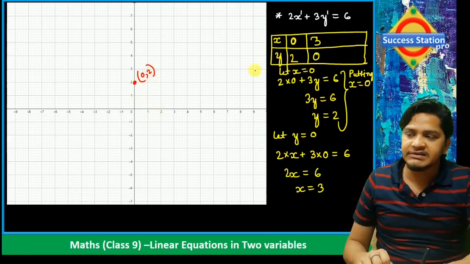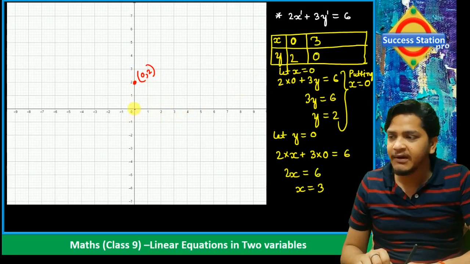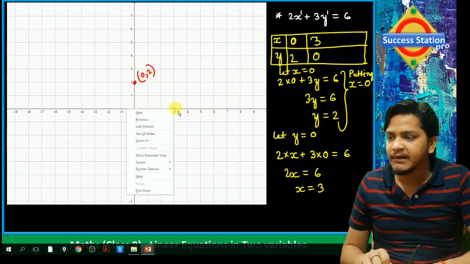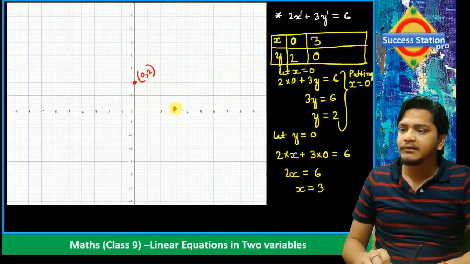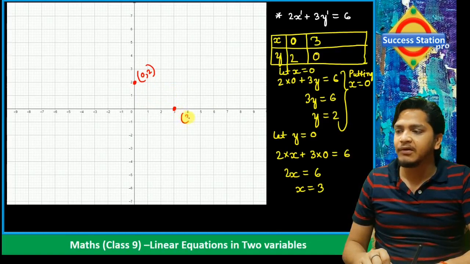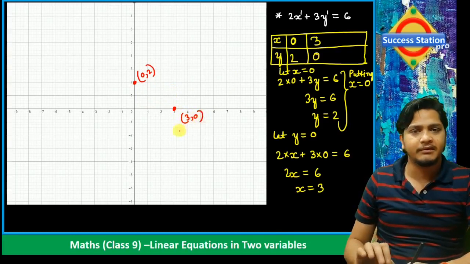Okay. Now x is 3. So we'll start everywhere from 0. 3 in the horizontal direction. X is horizontal. So here we reached, and then we go nowhere. So these are the 2 points that we got, (0, 2) and (3, 0). Right?